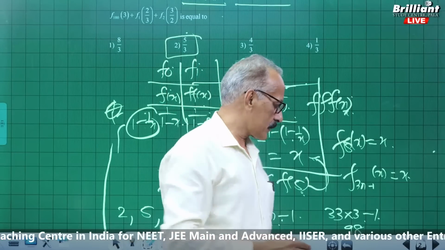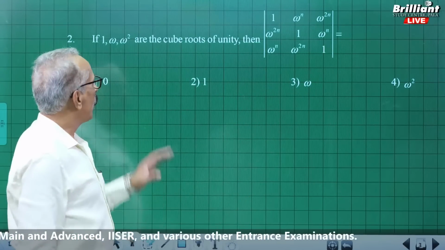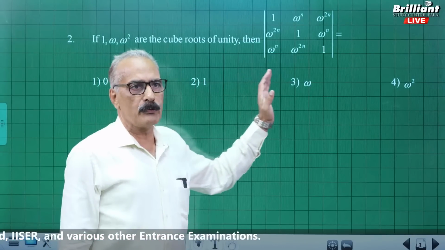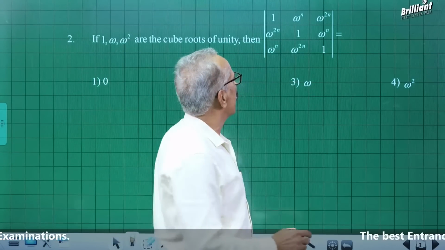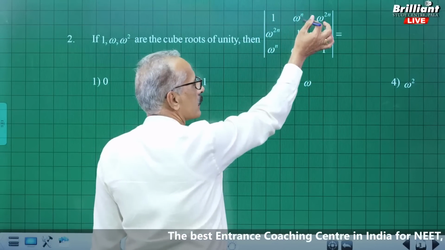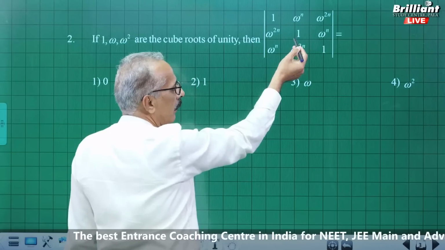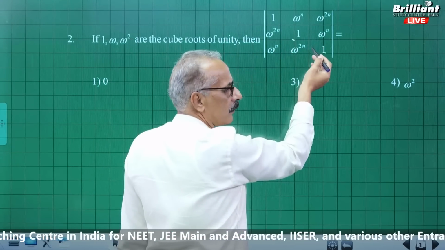We'll move on to the next question then. This is the question: if 1, omega, omega square are the cube roots of unity, find the determinant of this. The moment you read this question, you see it is a determinant question: rows 1, omega raised to n, omega raised to 2n, repeated in all three rows.